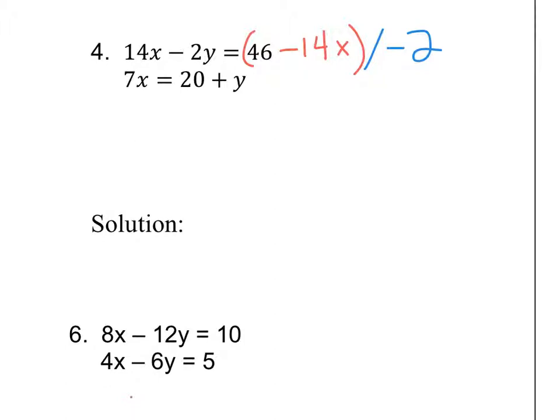But if we look at number 4, everything's flipped around. So before I even try this, I'm going to go ahead and just flip it. I'm going to put the 20 plus y on the left and the 7x on the right. So 20 plus y equals 7x. Then I can follow my steps just as normal. Sorta. Remember, we're trying to get y by itself. So just follow what happens.